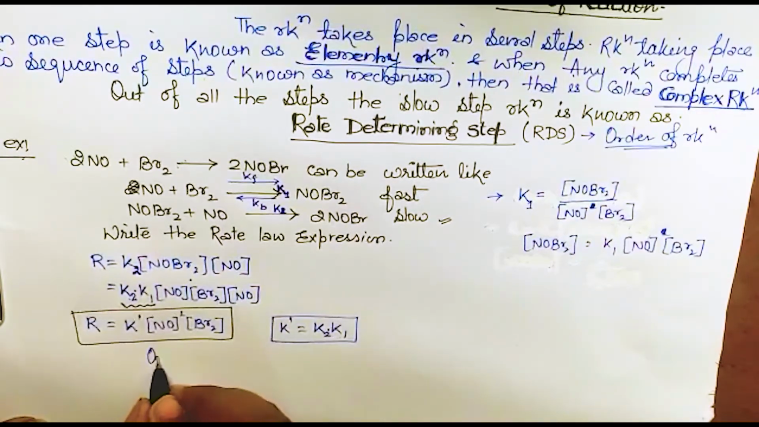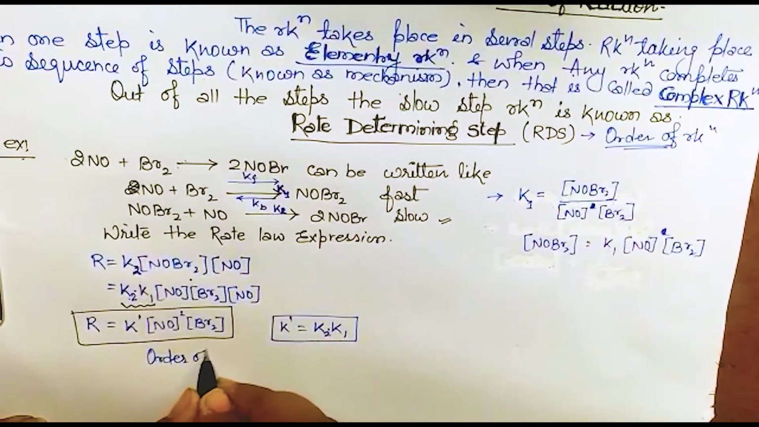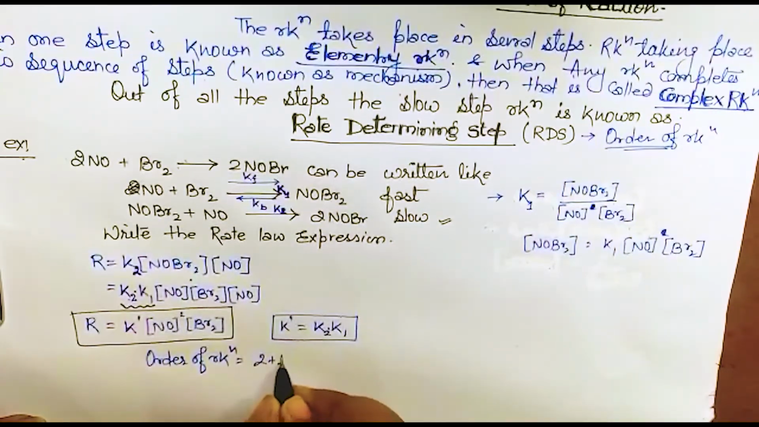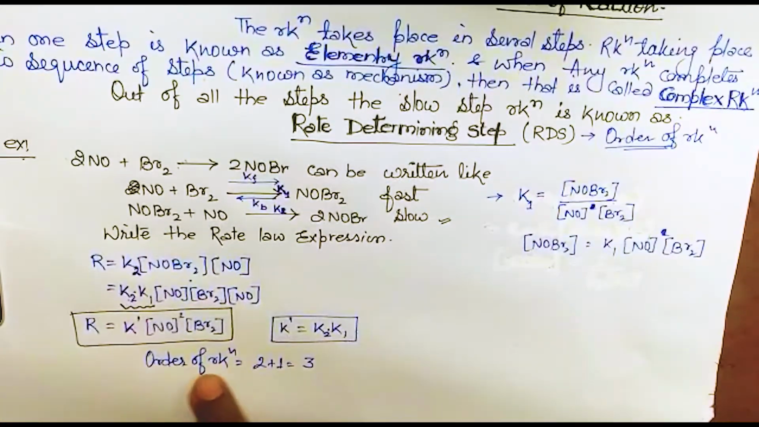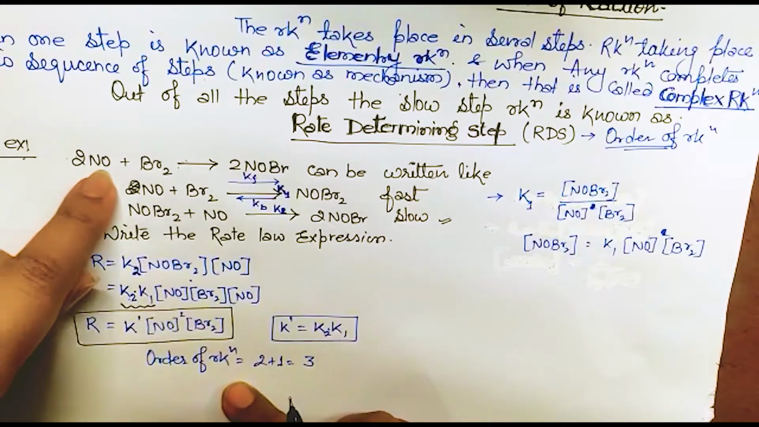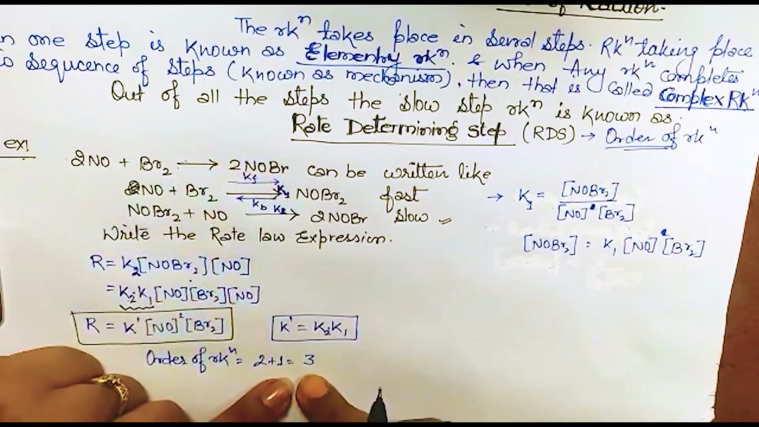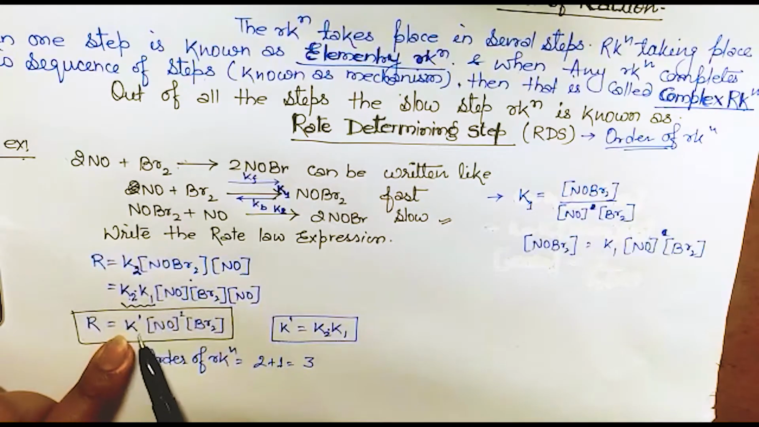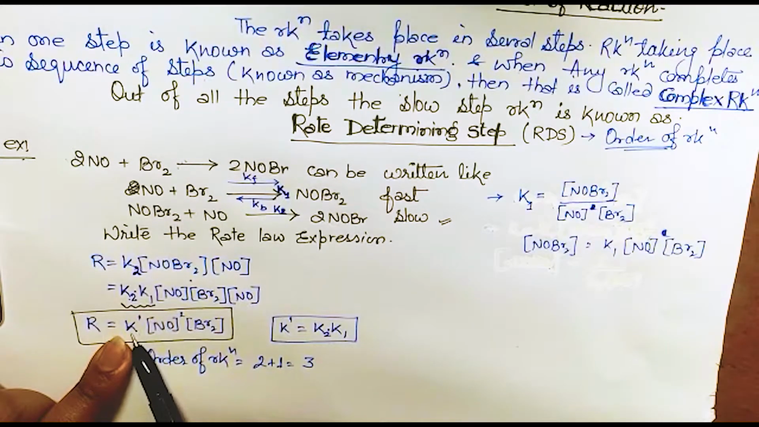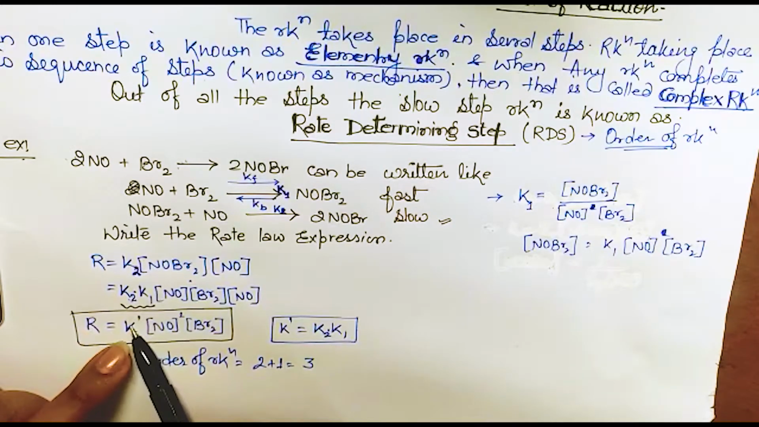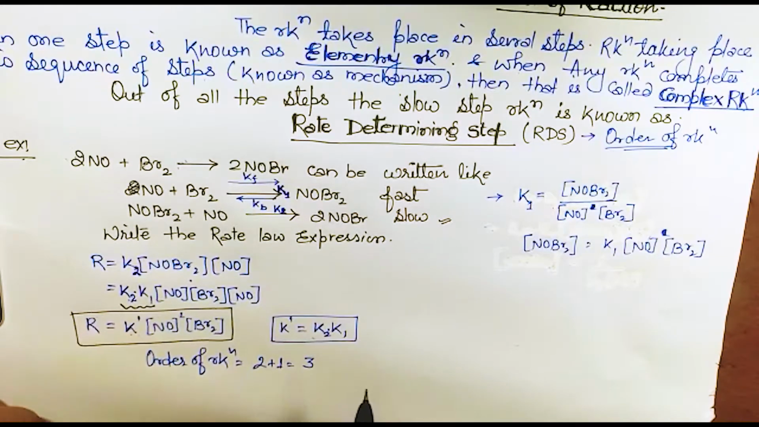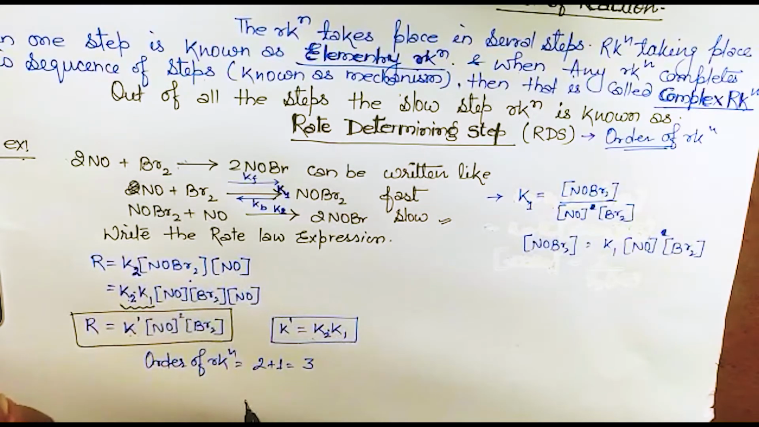And the order of reaction, if you find, the order of reaction is 2 plus 1. So if you find the order of reaction according to this equation, that will also be the same. But what is the difference over here? This is neither K1 nor K2. It is a different rate constant, which is a combination of K1 and K2. Are you getting it? So this is the only difference in this case.